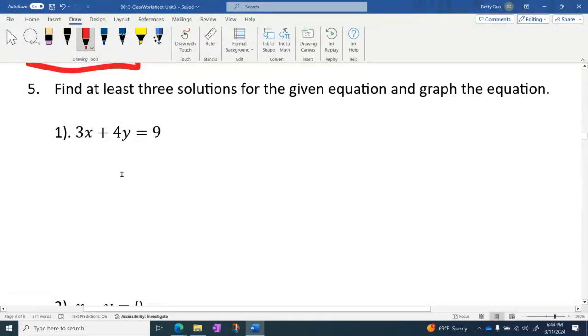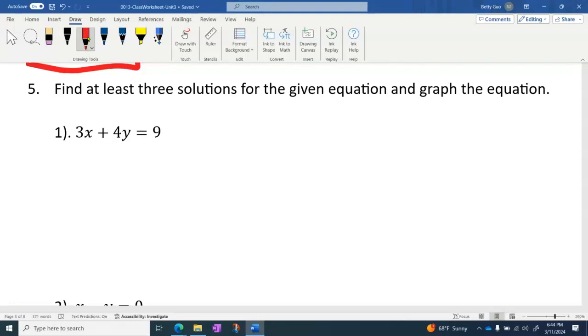How do we graph the equation? We try to find the solutions of the equation and then plot those solutions. So let's start. Firstly, we need to figure out what a solution of a linear equation in two variables is. How do we define it? Since a linear equation in two variables has two variables, the solution of the equation must have two values.